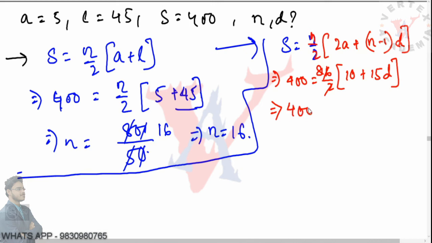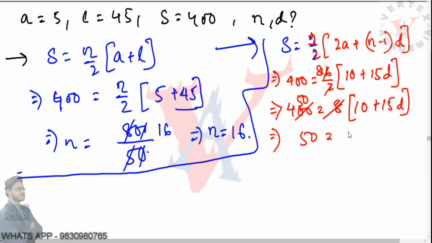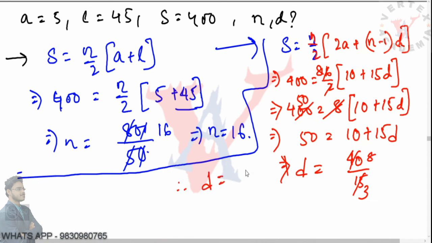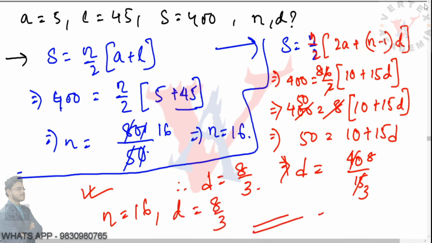So 400 equals 8 times 10 plus 15d, right? Or 400 by 8, this is 50. So 50 equals 10 plus 15d. So finally d equals 40 by 15, so this is 8 by 3. So the final answer is number of terms is 16 and the common difference is 8 by 3. So I hope this is clear.